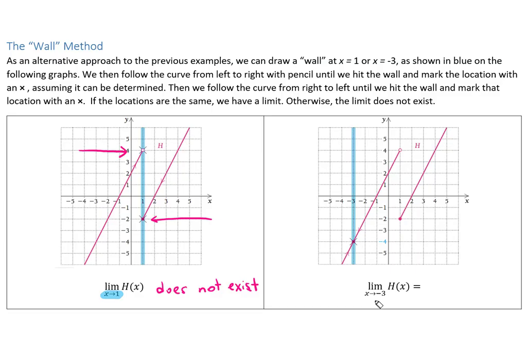But for our next example, as we ask for x approaching negative 3, then we want to look where that's going. And from the left side, we see that h of x approaches negative 4, and on the right side, it also approaches negative 4. It approaches the same number from the left and from the right, so therefore the limit of this function is negative 4.